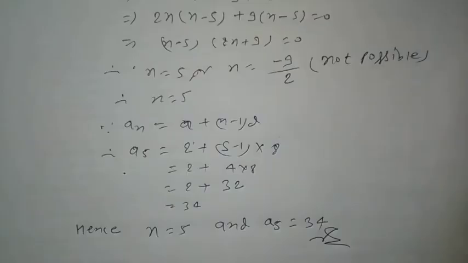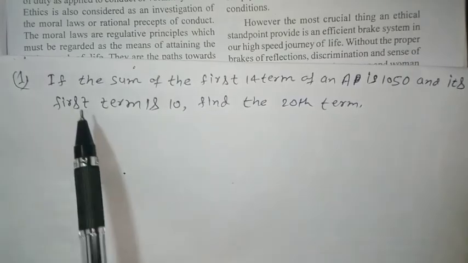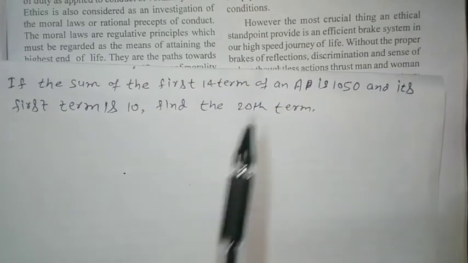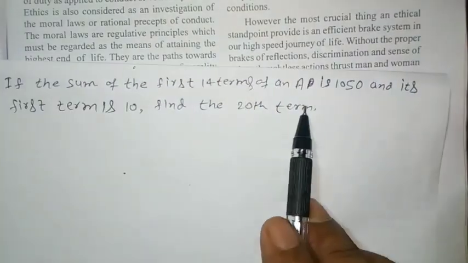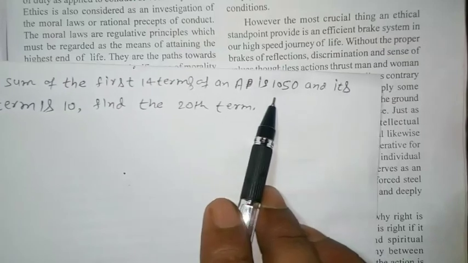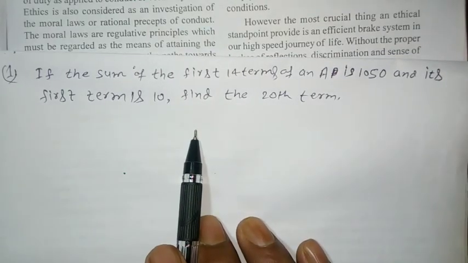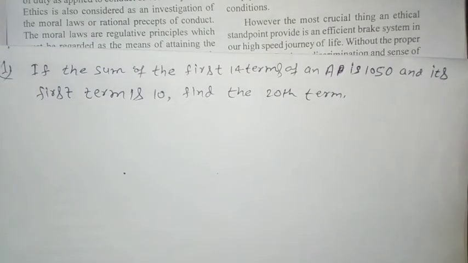Now I am giving a question for practice. Question is, if the sum of the first 14 terms of an AP is 1050 and its first term is 10, find the 20th term. That's all.